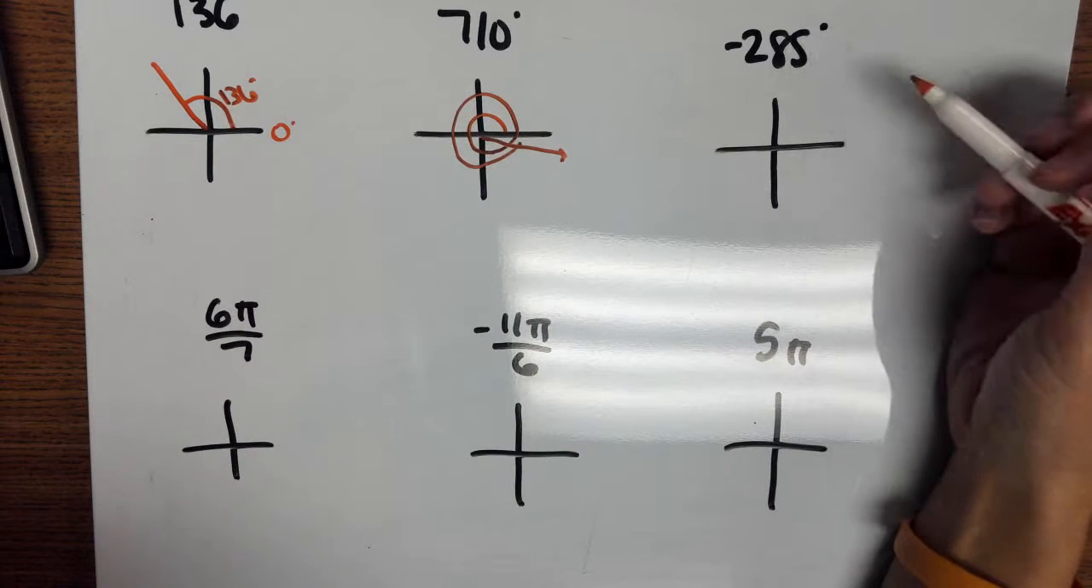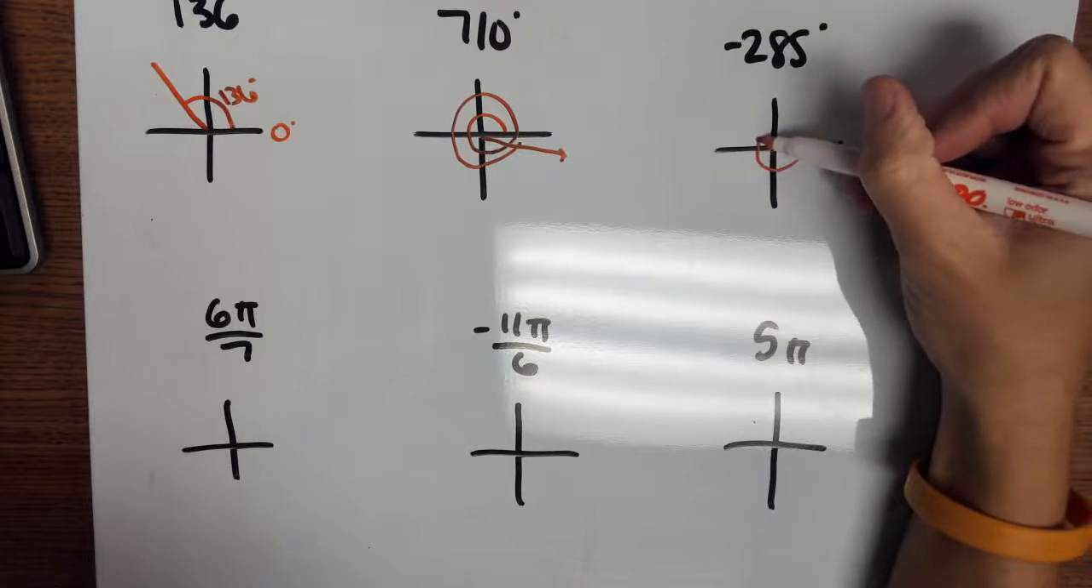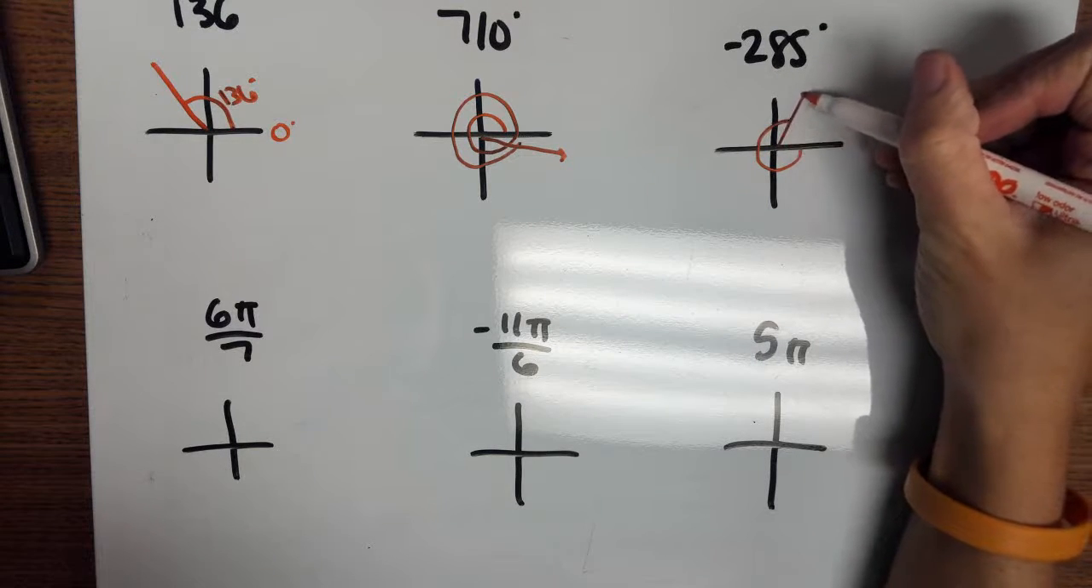Then the last one would be a negative. So negative 285 just means I'm going to go down from the positive x. So negative 270, I'm going to go about 15 more. That's my angle.